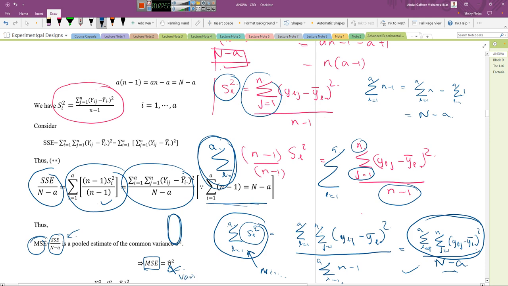So now this is our MSE, and this is sum of square error divided by N minus a is the MSE, right? So this is how we write MSE. Mean square error, if you divide sum of square error by its degrees of freedom, it will give you MSE, and MSE is nothing but sigma square, that is the estimated variance of the error term.